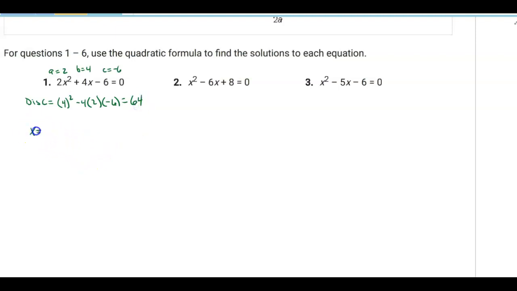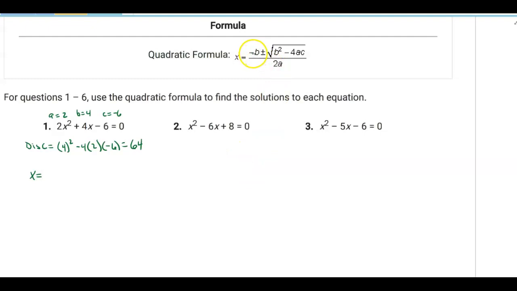So now I can go ahead and plug everything into the quadratic formula. So again, the quadratic formula up above here is the opposite of b. So if b is 4, we're going to put negative 4 plus or minus the square root of, we already evaluated that. We said the discriminant, or the b squared minus 4ac, was 64. So all we have to do is put that under there, all divided by 2 times a, which is 2.